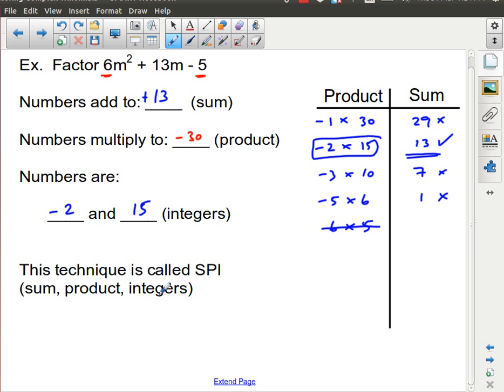This technique has an acronym called SPI, and that stands for the sum. We're interested in the sum, we're interested in the product, and we're interested in the integers that will get us that particular sum and product.